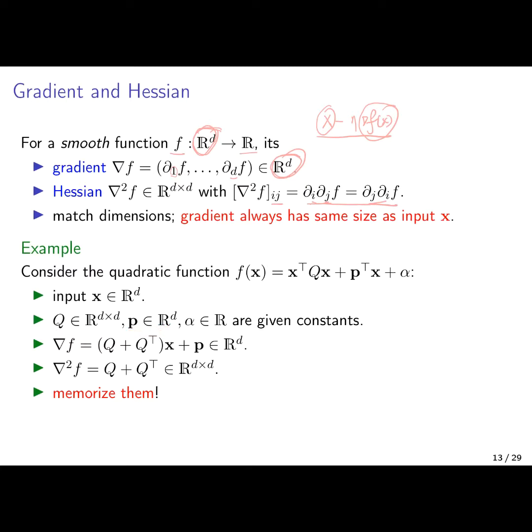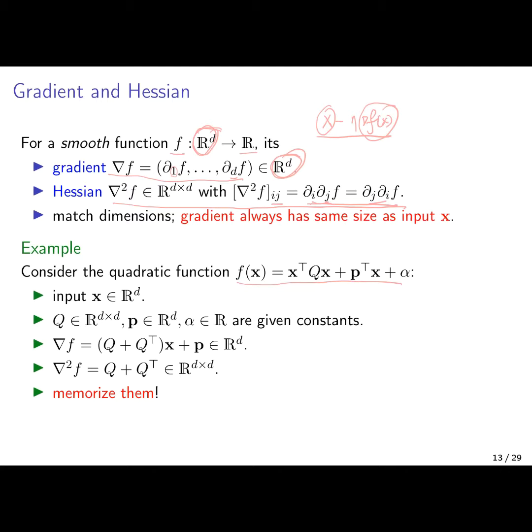p is a d-dimensional vector, so we need to match all the dimensions, right? Alpha is a number, and if we compute the gradient, it is (Q plus Q transpose) x plus p, and the Hessian is Q plus Q transpose. Okay. If this is the first time you see this, there is a detailed calculation in the note. So I'm not going to repeat it here because it's quite tedious and not very insightful. But if you're not familiar with this, you should do it by yourself. You should try to compute the partial derivatives and the Hessian by yourself on this example.